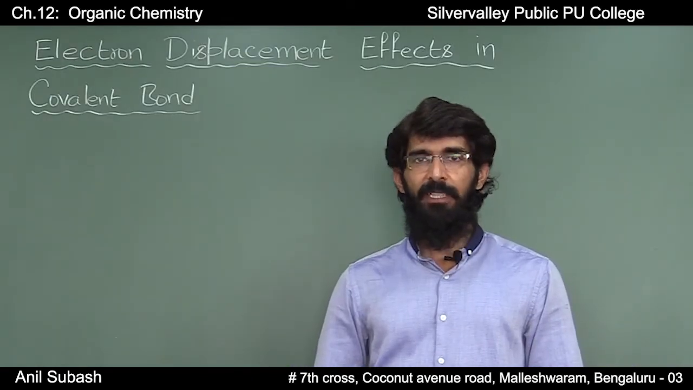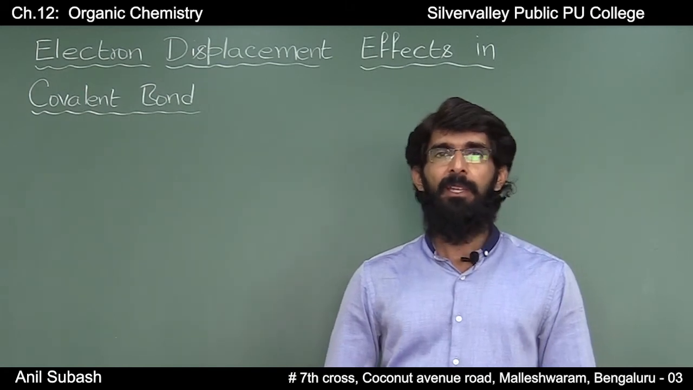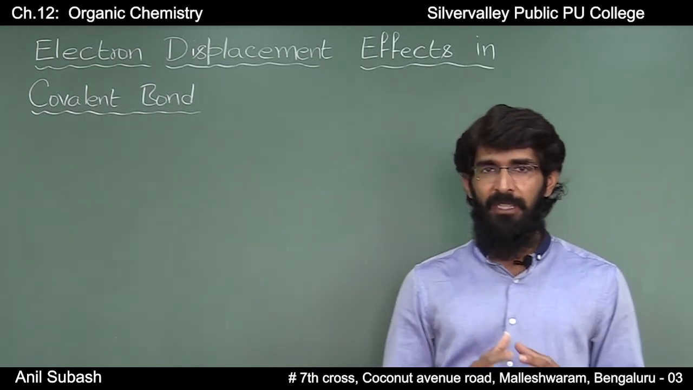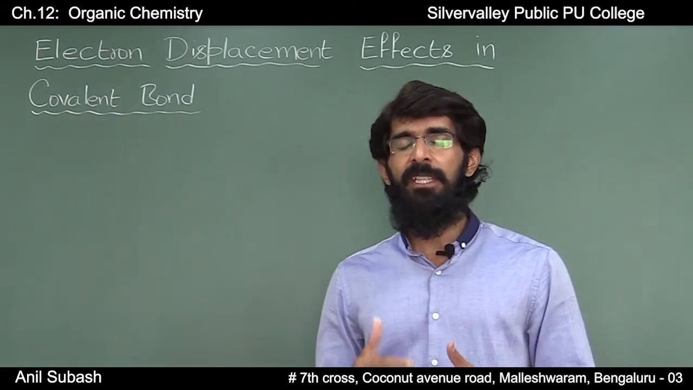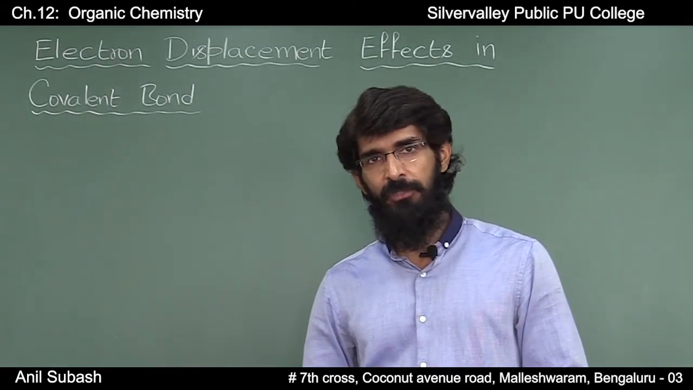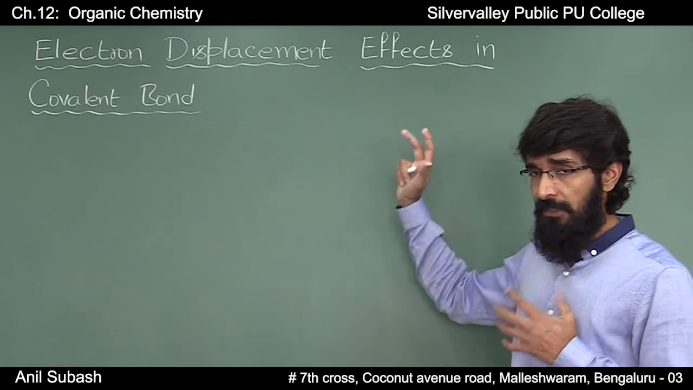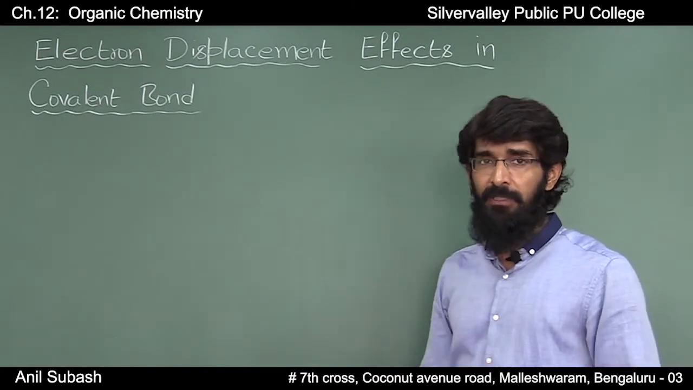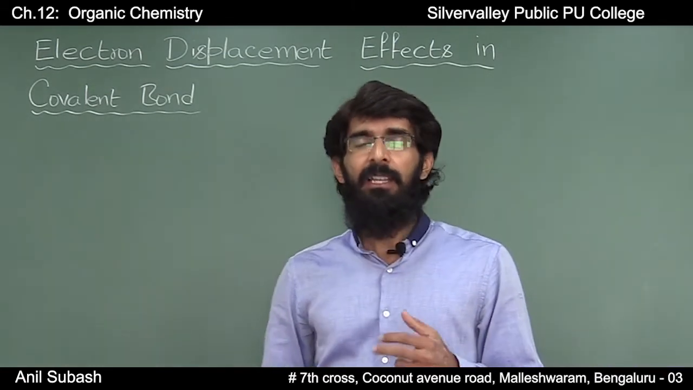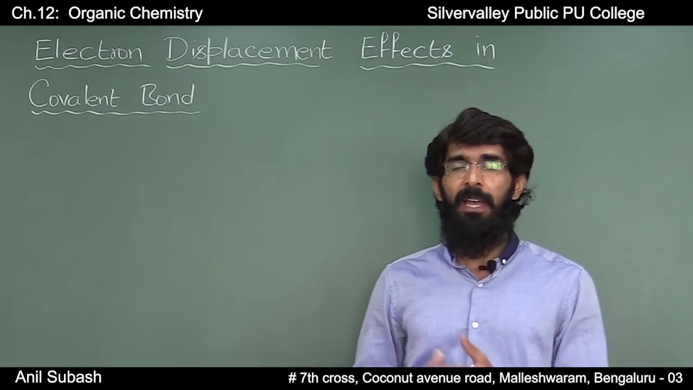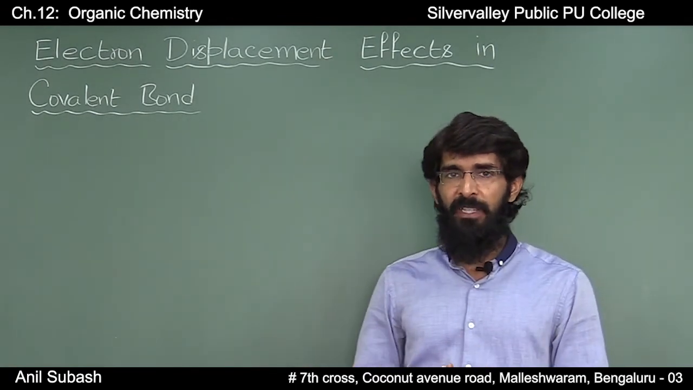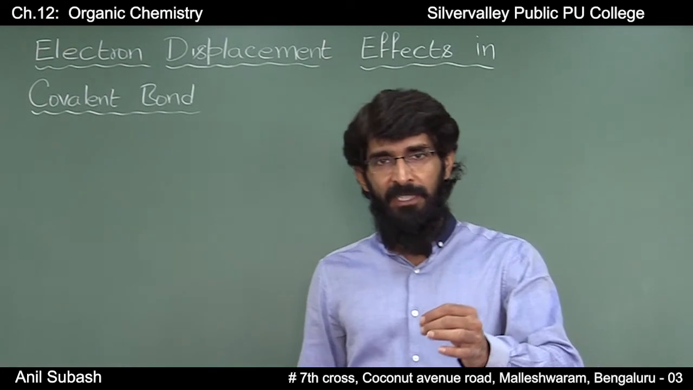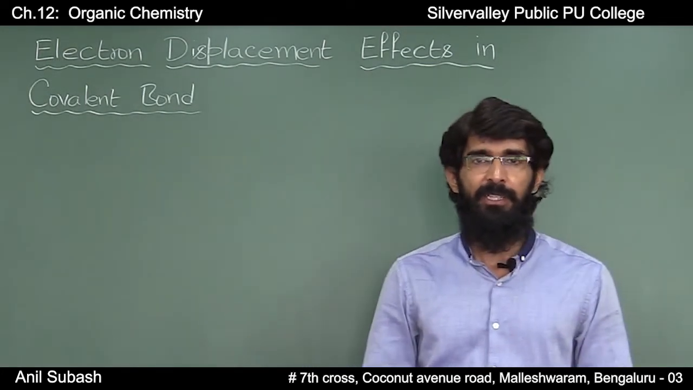Electron displacement in a covalent bond. We all know that a chemical reaction is nothing but the redistribution of electrons, and the electron displacement in a covalent bond can take place in the ground state under the influence of an atom or a substituent group, or in the presence of an attacking reagent.